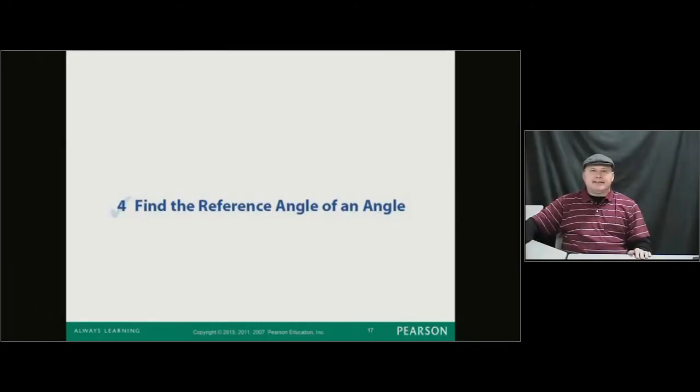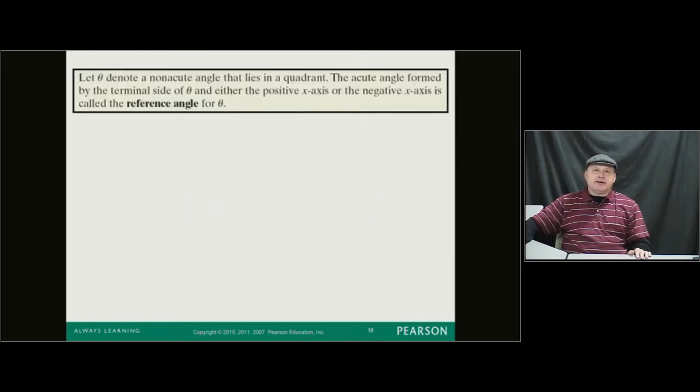Hello. In this discussion, we're going to be talking about the reference angle of another given angle. So what is a reference angle? Well, we want to let theta be a non-acute angle that lies in a quadrant. The acute angle formed by the terminal side of theta and either the x-axis, that's the negative x-axis or the positive x-axis, is called the reference angle for theta.